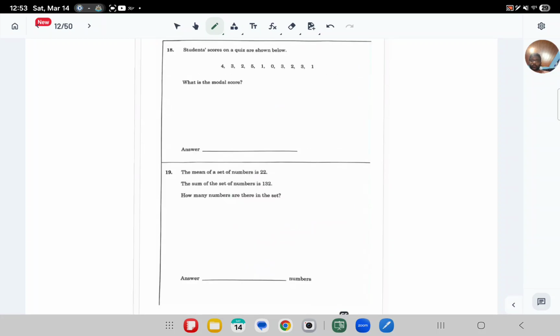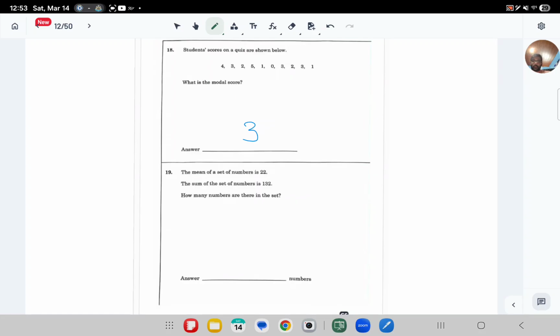Student scores on a quiz are shown below. What is the modal score? Modal meaning most common score. So looking at this, we realize 3 is represented 3 times, 2 twice, 1 twice, 5 once, 1 once. Good. So based on this, 3 was represented the most times. So the modal score there would be 3.